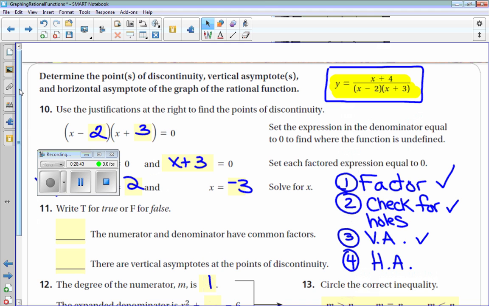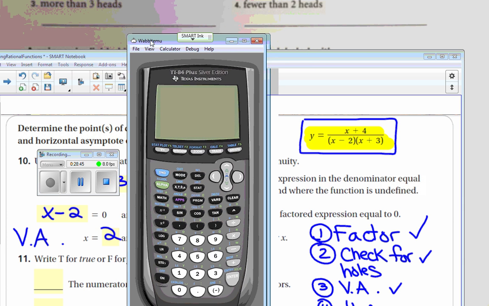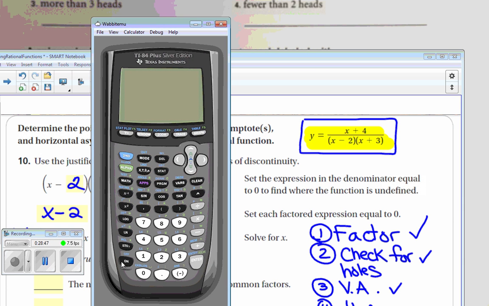It's already in factored form, which is helpful. Go to y equals. Clear out what's there. The numerator was x plus 4. The denominator was x minus 2 and x plus 3. And I'm going to have you guys go ahead. I'm going to pause the recording. I'm going to come around. I want to see your filled in pieces.